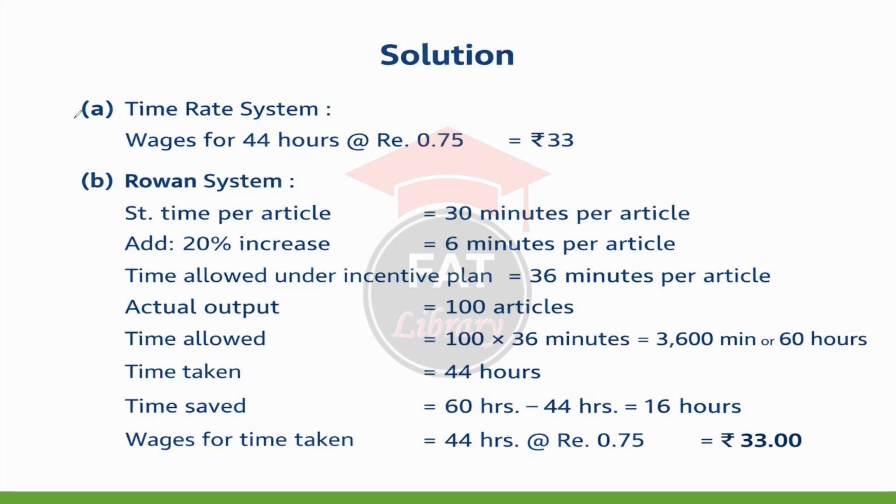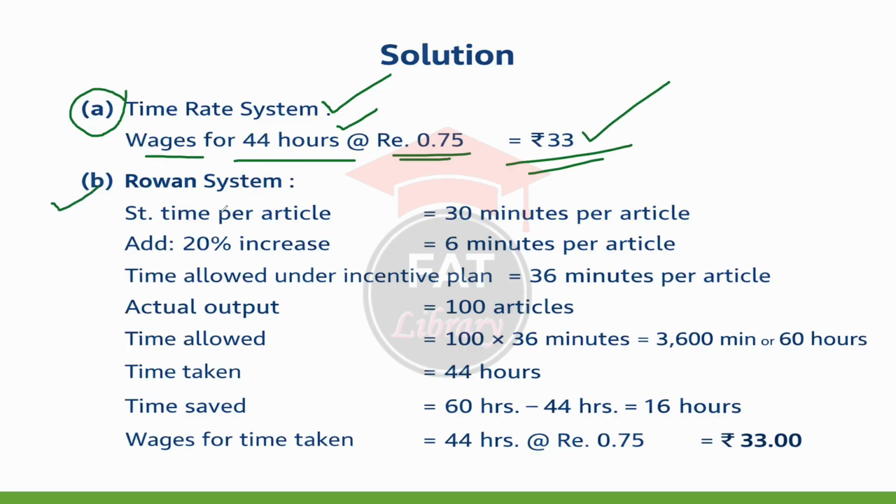So let us do the solution. As per the A requirement, time rate system, it is very simple: the time he has taken multiplied by the wages per hour. The time taken by the worker is 44 hours and the wages he is getting per hour is 0.75 rupee, that is 75 paise. So the wages he will get as per the time rate system is 33 rupees.